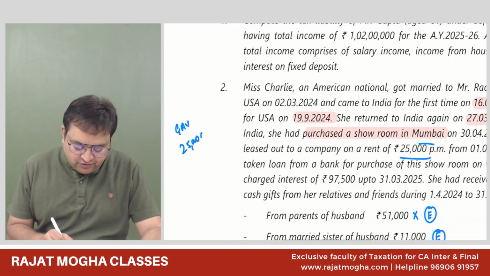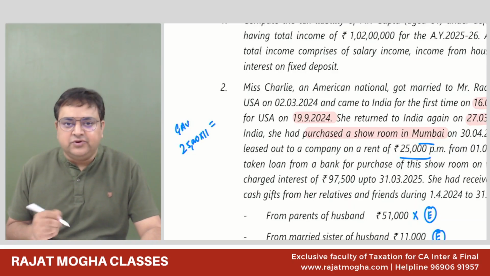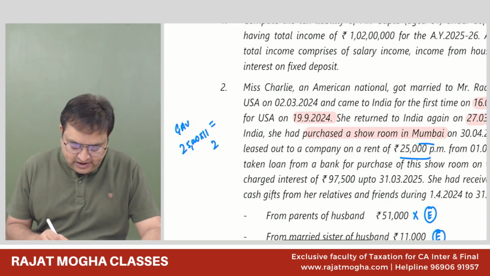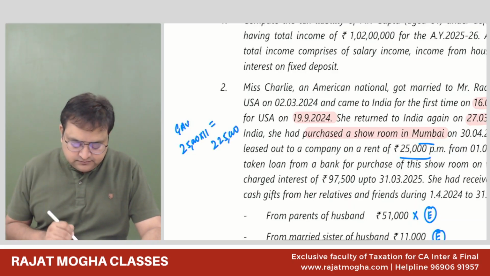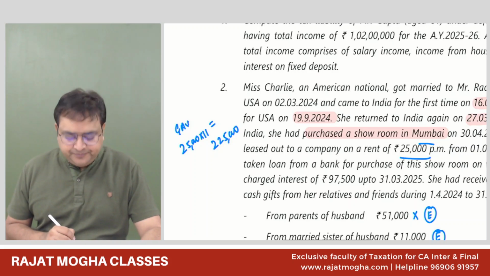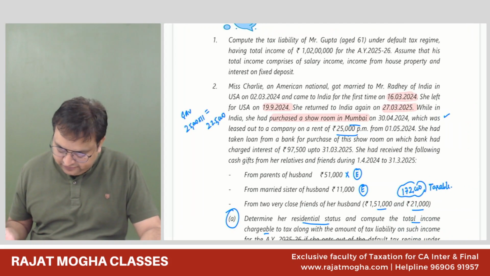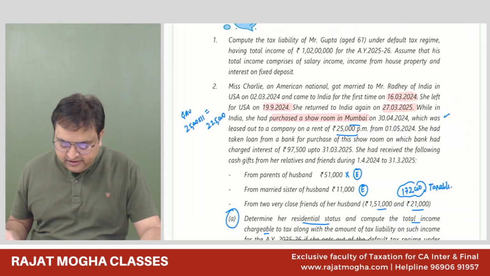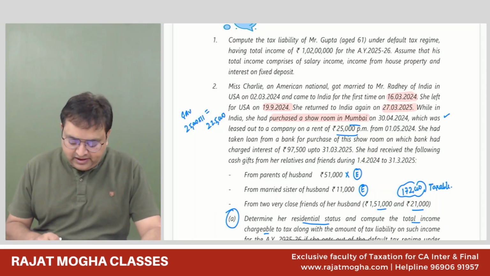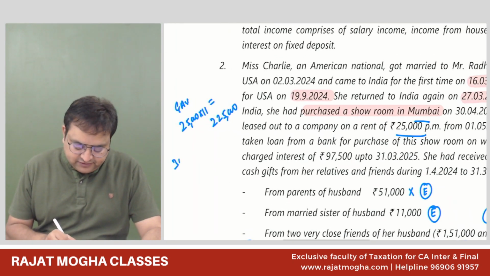And because it is let out for 11 months only, the actual rent is for 11 months, 2,75,000. So this would be GAV minus municipal taxes paid. They have not given any information regarding the municipal taxes paid. So it is 0. So this would become my NAV also. And from NAV, we will give 30% of the standard deduction.